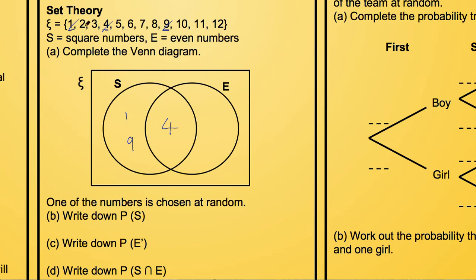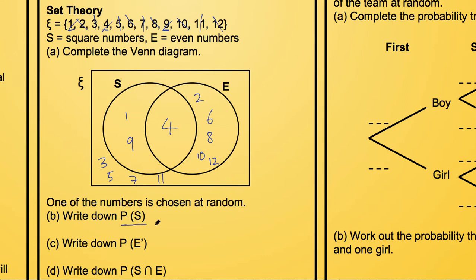Then we've got even numbers, so I've got 2, 4's already accounted for, 6, 8, 10 and 12. And then finally the ones that are neither even nor square are 3, 5, 7, 9's already taken care of, and 11. They can go anywhere outside the circles, as long as they're inside the box.